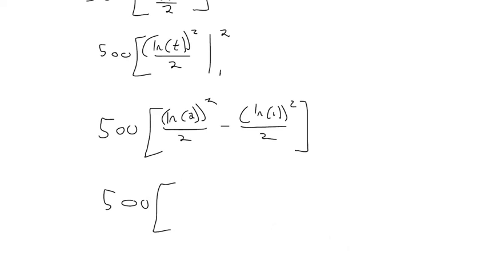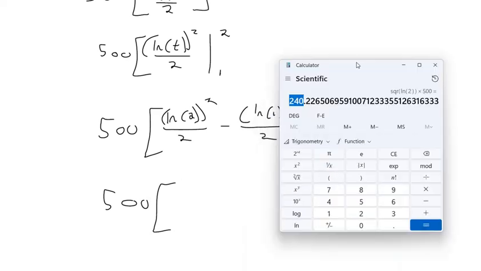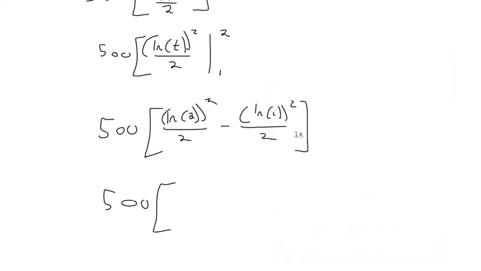So natural log 2. Then we have to square that. So natural log 2 squared, divided by 2. So we've got this. And then this other term is just going to be 0. Natural log of 1 is 0 in your calculator. So 0 divided by 2 is going to be 0.